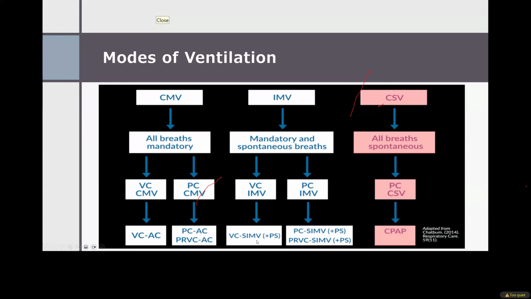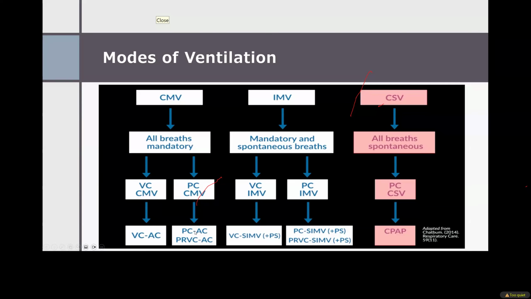There are some NICUs that use what's called volume control. Basically, you do not set the pressures, you set the volume as the initial. And this is very, very rare. I think mostly in the PICU they use volume control. But in the NICUs, mostly it's pressure control.